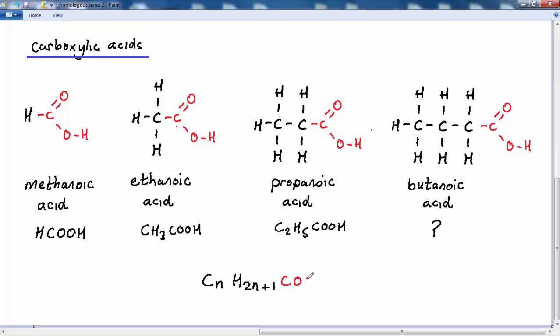So we've got COOH. This is slightly different from the other naming systems in that the first member in the chain has n equals 0. So this will be n equals 0, and then n equals 1, and then n equals 2, and then n equals 3. So our first member, which is methanoic acid, has C0, so n is 0, and then H, 2 times 0 plus 1 is H, which gives us HCOOH. So butanoic acid has n equals 3, which is C3, and then H, 2 times 3 plus 1, 7, and then COOH.